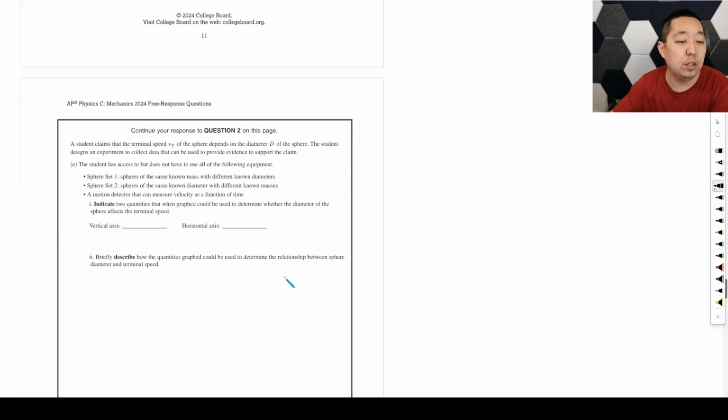Okay, a student claims that the terminal speed of the sphere depends on the diameter. The student designs an experiment to collect data that can be used as evidence to support the claim. We have a set of spheres of known mass with different known diameters, or spheres with the same known diameter and different known masses. A motion detector can measure velocity as a function of time. Indicate two quantities that could be graphed to determine whether the diameter of the sphere affects the terminal speed. So we want the terminal velocity, because we're going to use the motion detector, and then on the horizontal axis, we want to use the diameters.